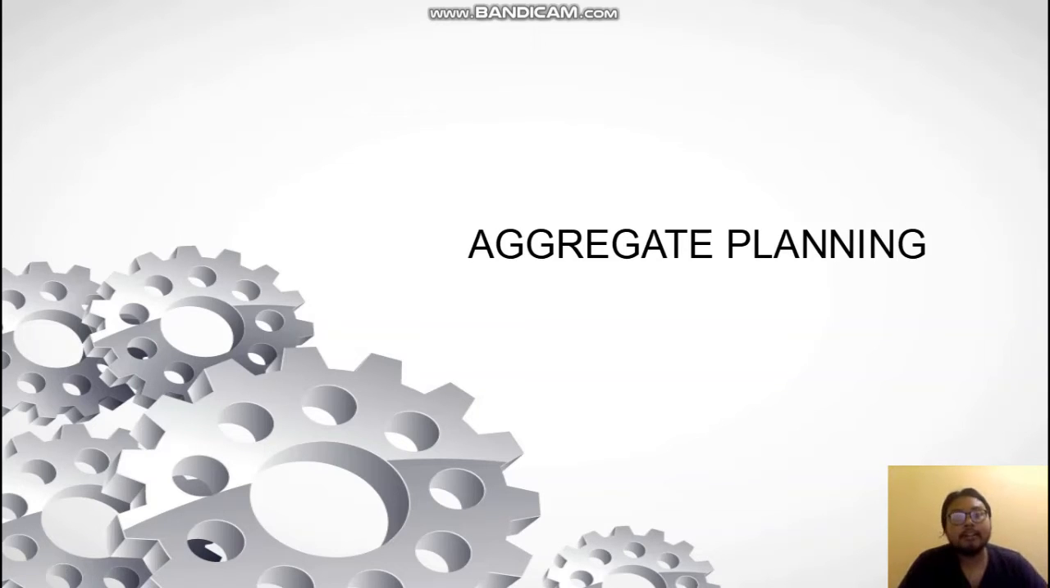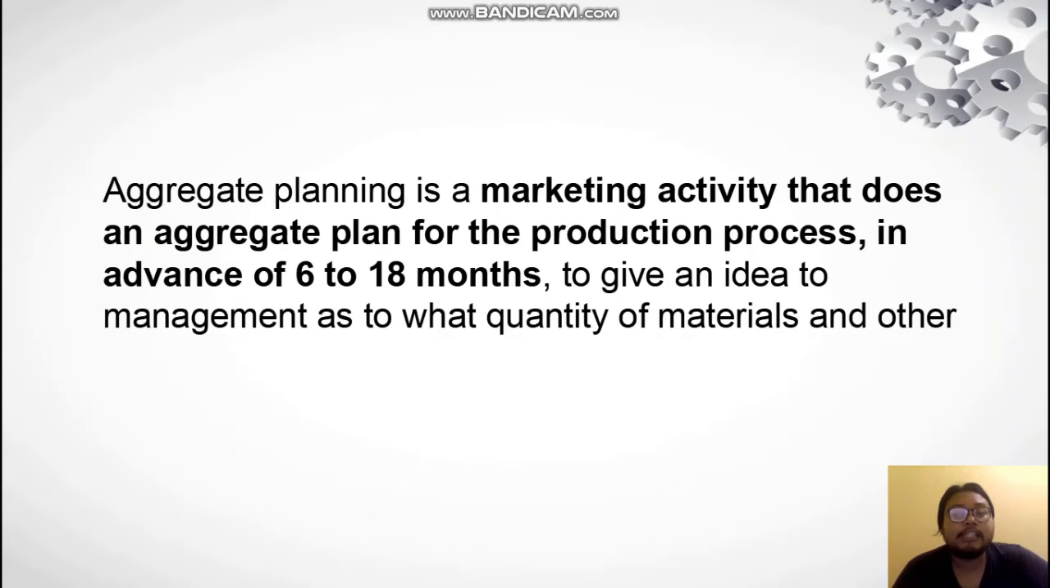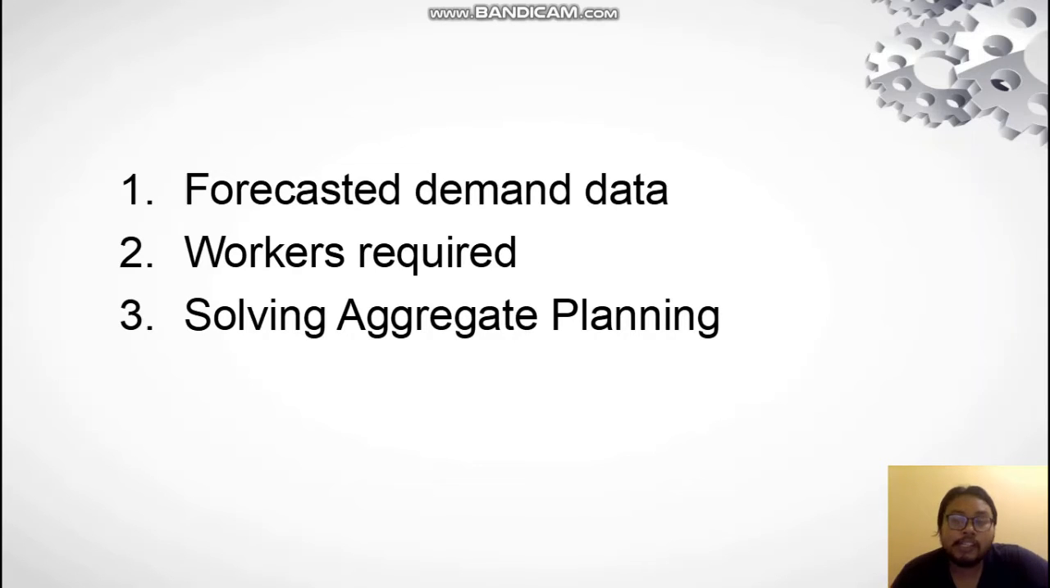I'm Warren Rohalin, FA17091, and today I will present to you aggregate planning. So, aggregate planning is a marketing activity that does an aggregate plan for the production process. It looks 6 to 18 months ahead to give management an idea of what quantity of materials and orders are needed. In this aggregate planning, I will show you the forecast demand data, the workers required calculation, and then we will solve the aggregate planning using two types of strategies, which are pure strategies and chase demand strategies.